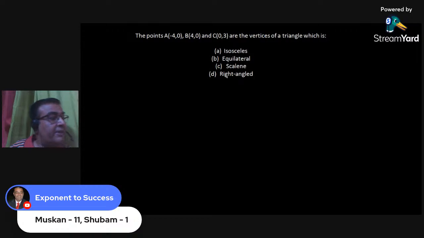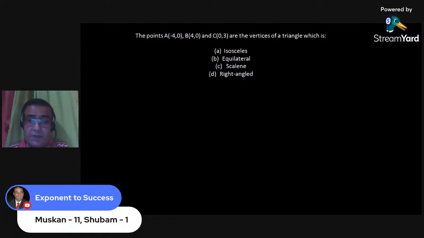So basically there are two ways of doing it. Apply the distance formula, see where the points are. Check if two sides are equal and the third is different, then it is an isosceles triangle. If all three sides are equal, then it's an equilateral triangle. If all three sides are different, it is a scalene triangle. If it obeys the Pythagoras theorem, it is a right angle triangle.